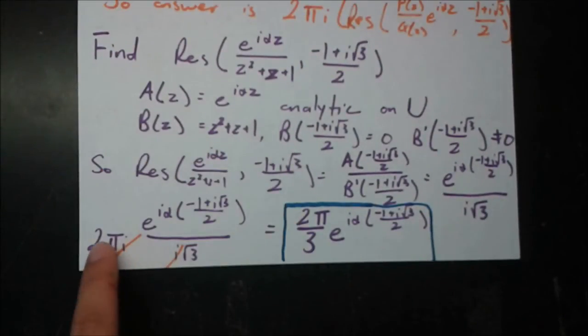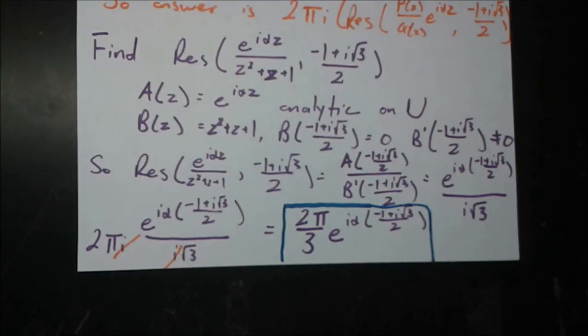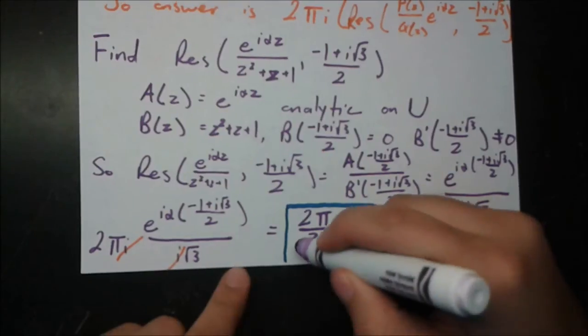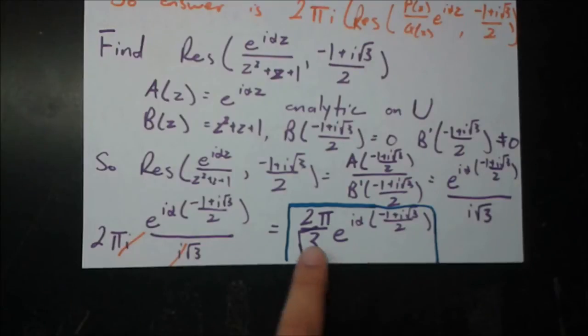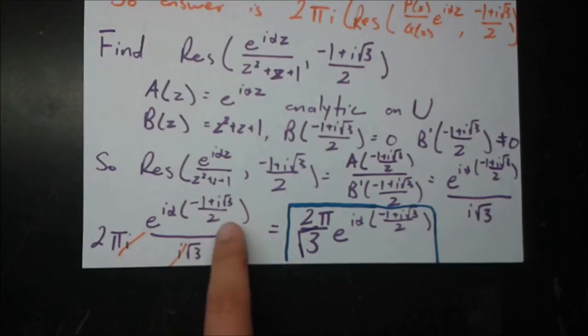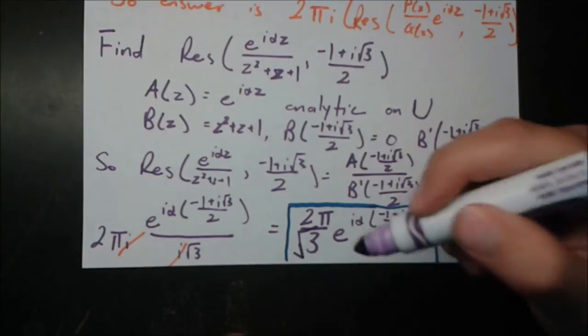Okay, so we just have 2 pi over root 3. This should be a root 3 right here. 2 pi over root 3 times e to the i alpha times negative 1 plus i root 3 over 2. Okay, so that's the answer to that.